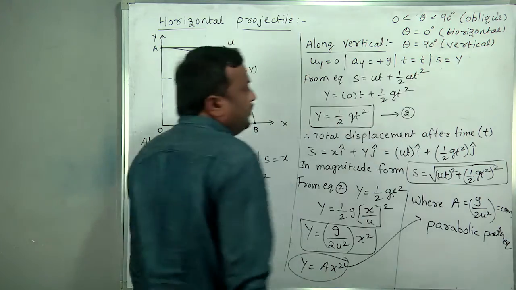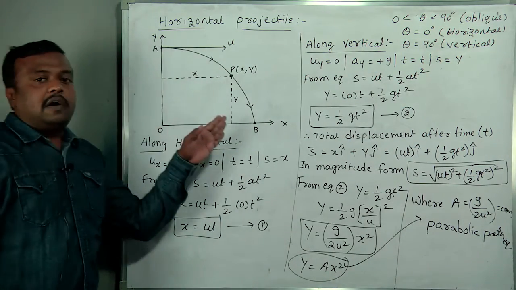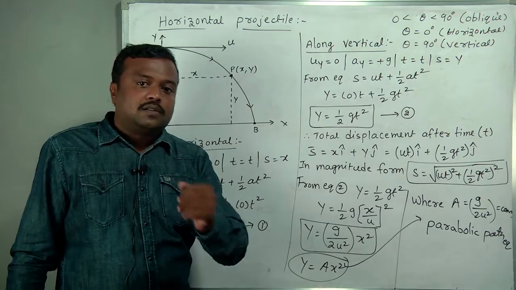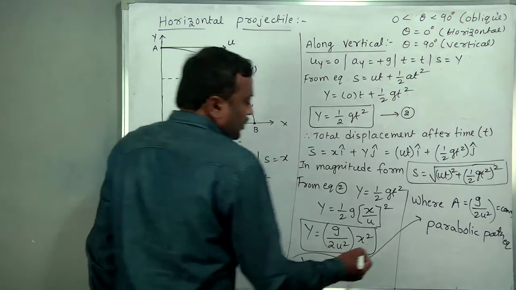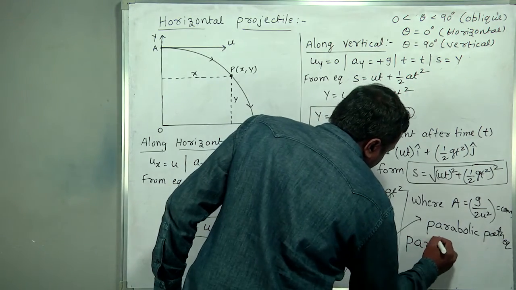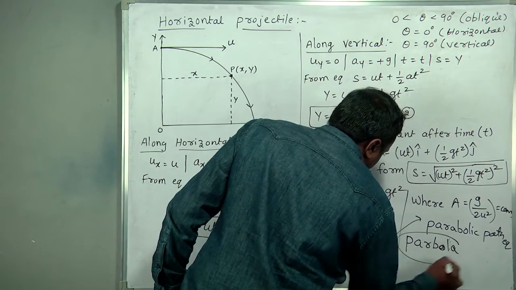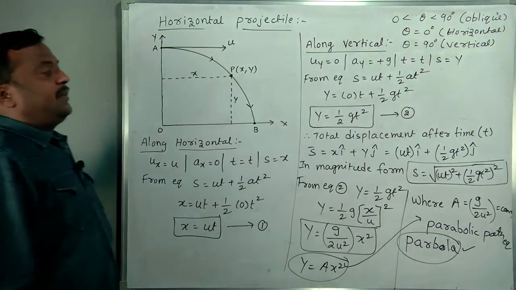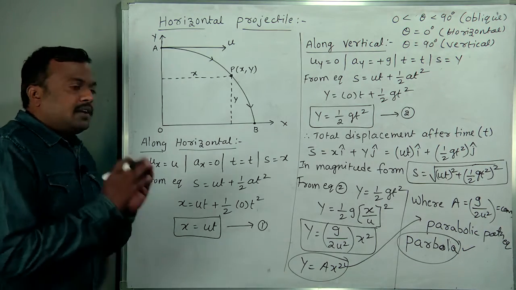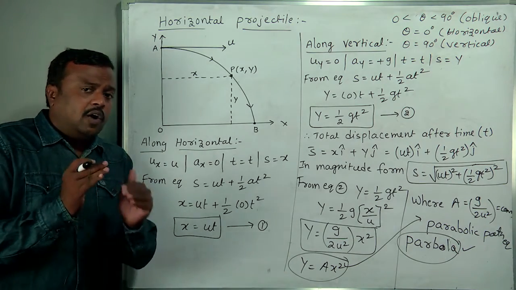Then what do we conclude finally? The path of a horizontal projectile is also a parabola. This is the concept-related derivation. But you see, directly how can we know?